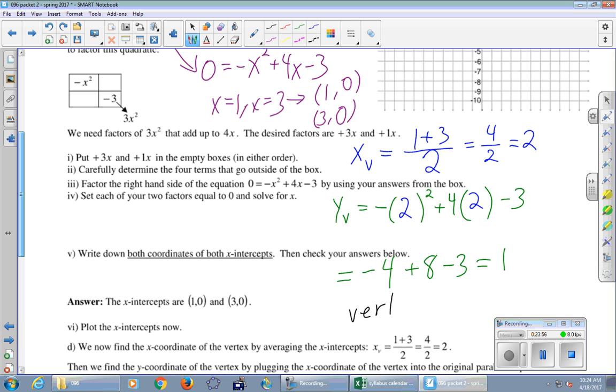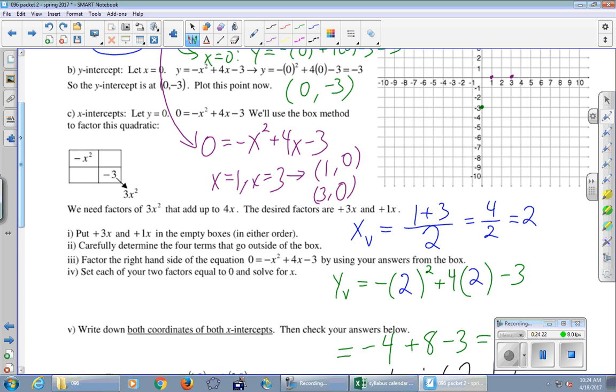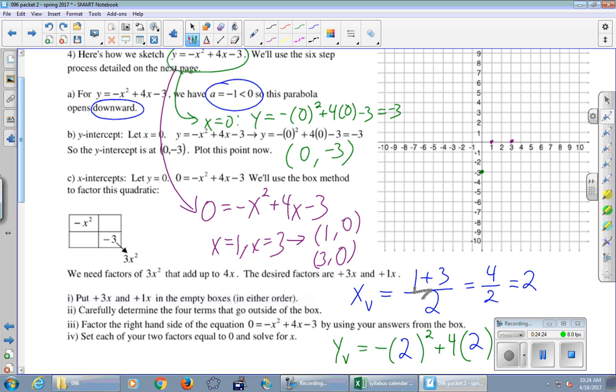So then putting our 2 pieces of info together, we now have both coordinates of the vertex. What, comma, what? X first, 2, comma 1, right? Go ahead and plot that point at 2, comma 1. It should be perfectly reasonable. It should look like it's in the right spot.